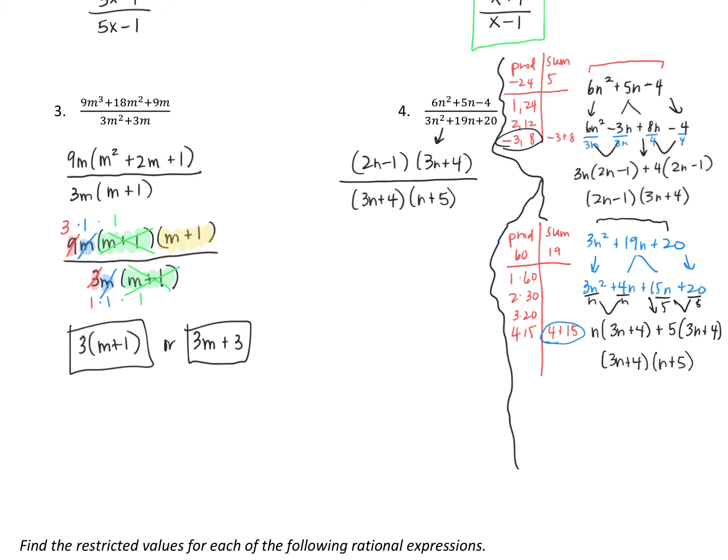All right, so now that that's factored, notice that the 3n plus 4 is on the top and the bottom. So those will divide out, and it will leave us 2n minus 1 on the top and n plus 5 on the bottom. Those are not alike. They're not like terms, or I should say they're not common factors. So they won't divide out, and that will be the simplified version of the original rational expression.